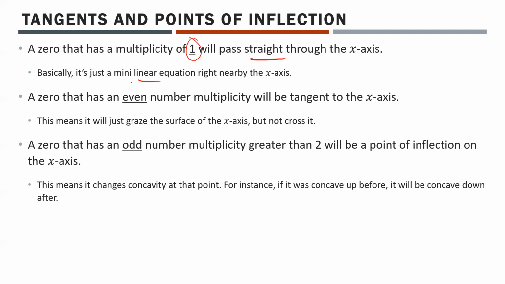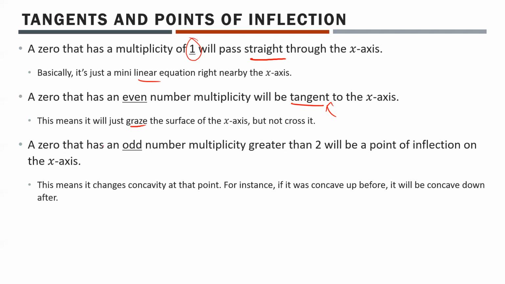A 0 that has an even multiplicity, so 2, 4, 6, etc., will be tangent to the x-axis. Tangent is just kind of a funny word that means it grazes but doesn't pass through. So this means it will just graze the surface of the x-axis but not cross it.